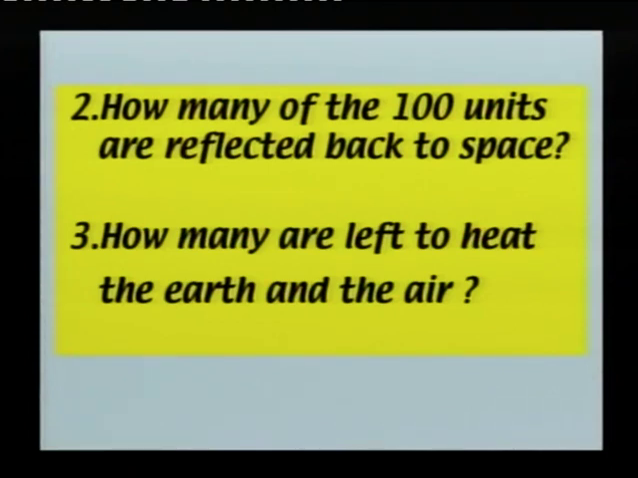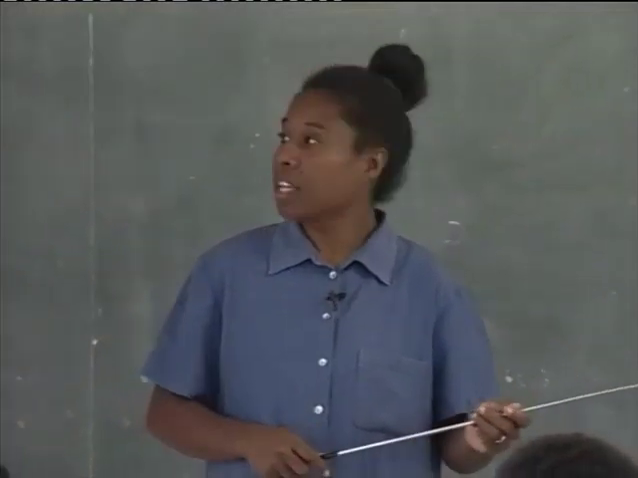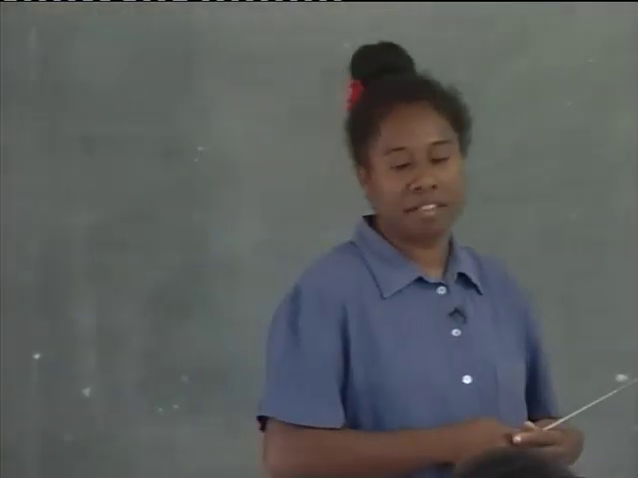Shelley, what is your answer for this question here, question 3? How many units are left to hit the earth and the air around it? 65 units. Can you explain how you got 65 units?